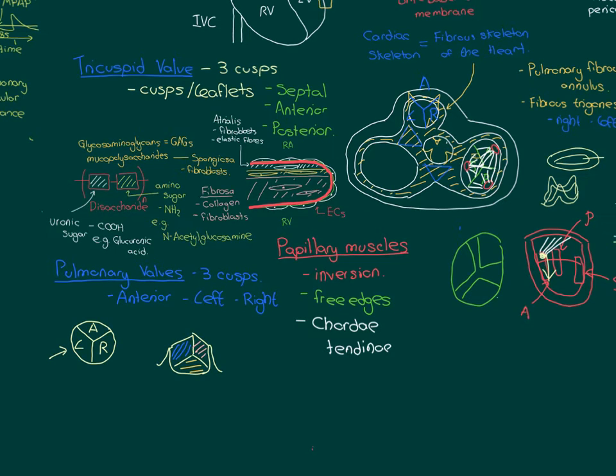Just to orient you, remember that this is the pulmonary trunk at the top here, and this is the right ventricle at the bottom. Now these spaces have a special name. They are known as the sinuses of Valsalva. So these are called the sinuses of Valsalva of the pulmonary valves.